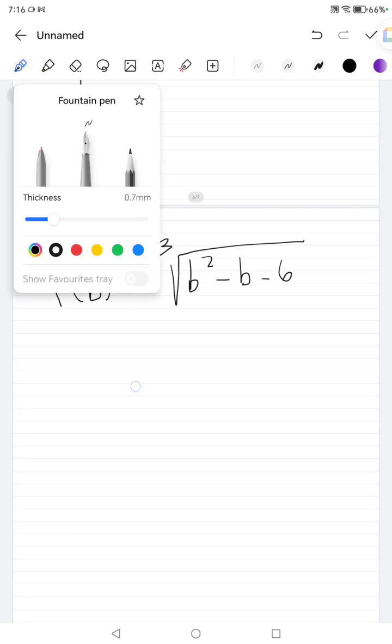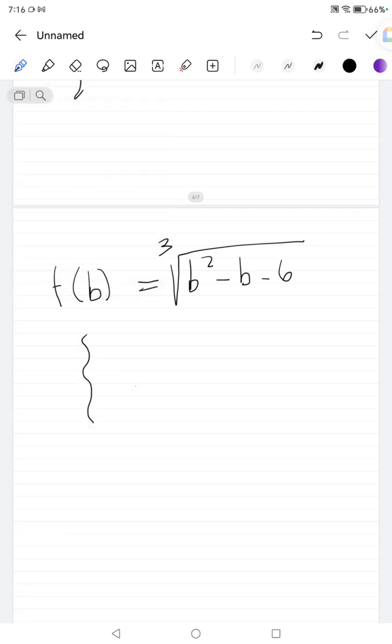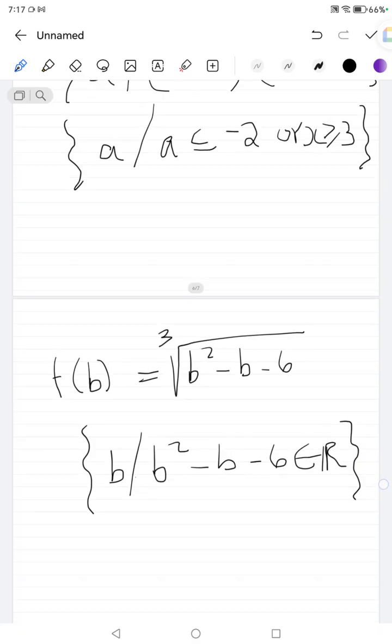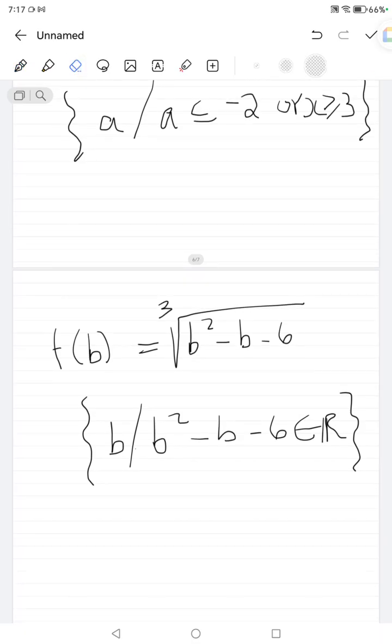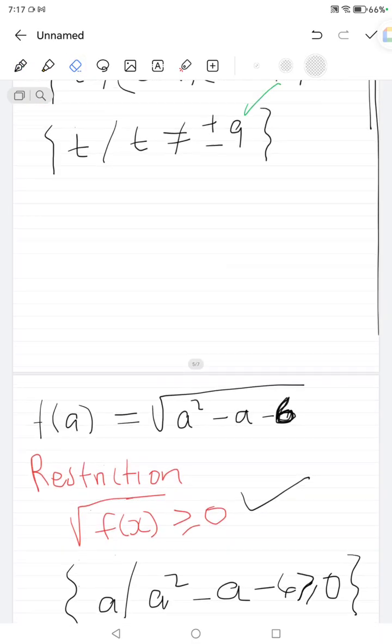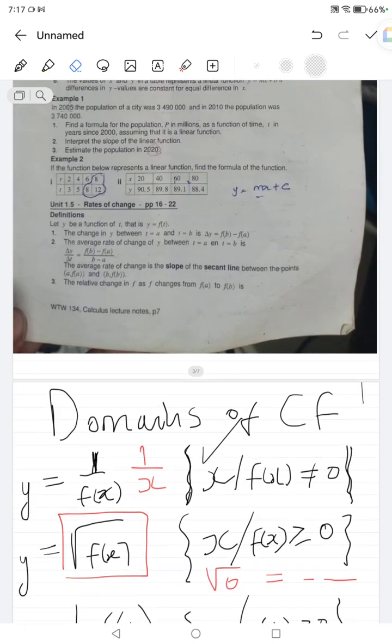So how is it going to look like? Remember, now we're dealing with your b's. I'm going to say your b such that your b squared minus b minus 6 is an element of all real numbers. So yeah, just like that. You don't have to do any other necessary calculations or steps.